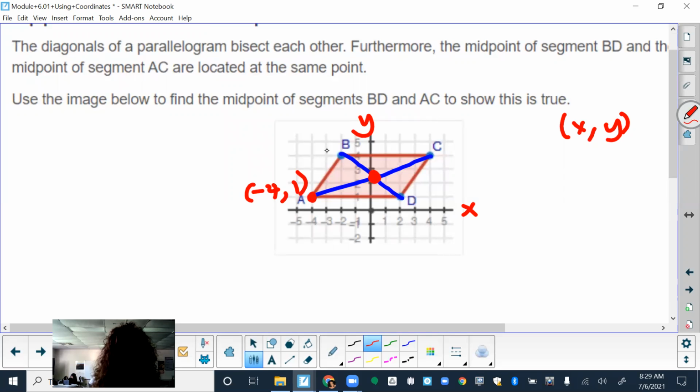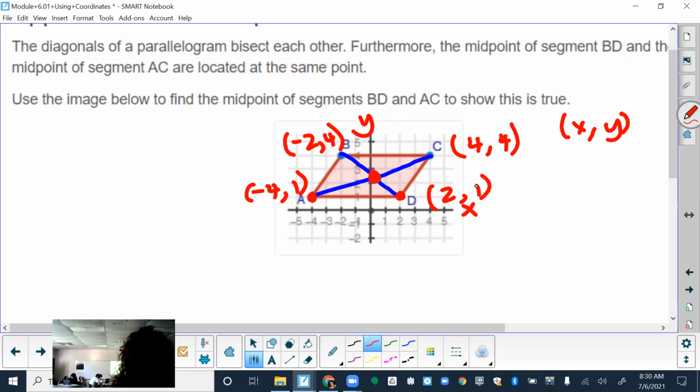All right, what's the coordinate for B? -2, 4. Good. Coordinate for C, someone else? 4, 4, good. And coordinate for D? 1 and 2. I would disagree. X should be first. What's the x value at D? 2, 1. All right, any confusion how we figured those out?